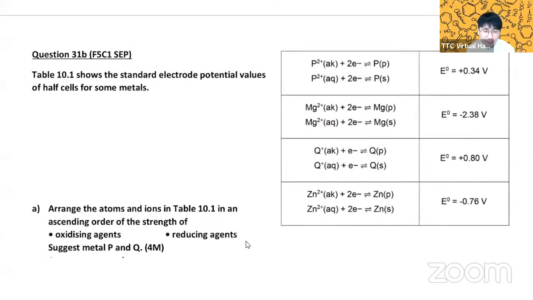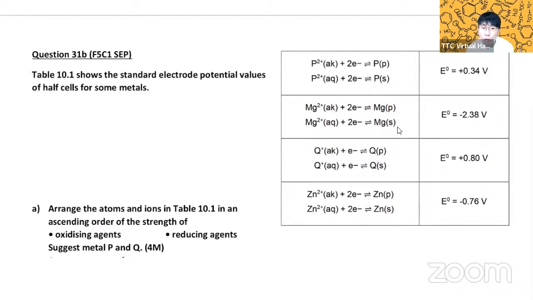Arrange the atoms and ions in table 10.1 in an ascending order of the strength of oxidizing agent and reducing agent, and suggest metal P and metal Q. First of all, are they in the correct arrangement? If you check carefully, P2+, okay. Guys, by the way, it's actually just one equation. Just that the top one is BM version, the bottom one is English version. Don't get confused, okay? So they are not in the correct arrangement, so I should rearrange them. But they want it in the strength of agents, means they don't want to see the list out. If you do the list, no marks. So I can have an empty space here. Let's try to rearrange them again.